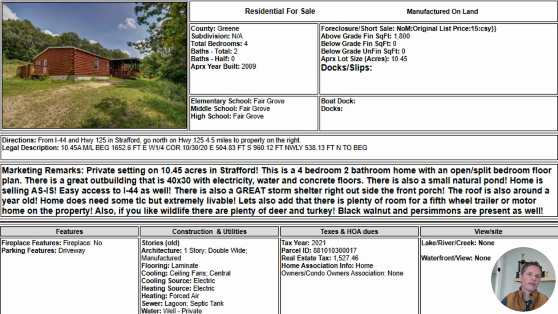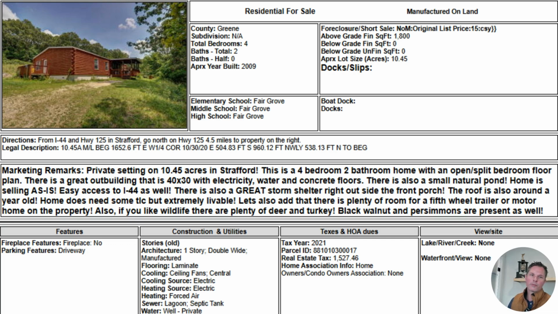This one was unique because obviously it has the log siding again, but it's also a manufactured home. So you would want to find other manufactured homes to compare this to. It is a relatively large one at 1,800 square feet, and it's on 10 acres. So that's pretty unique. It's a newer one with 4 bedrooms and 2 bathrooms. Those are all things that really stand out.